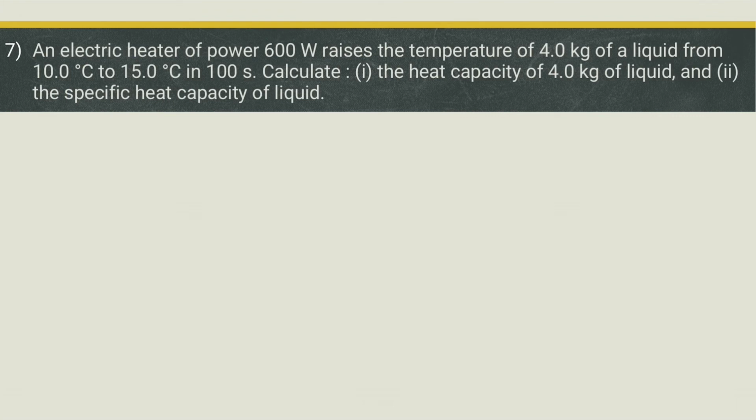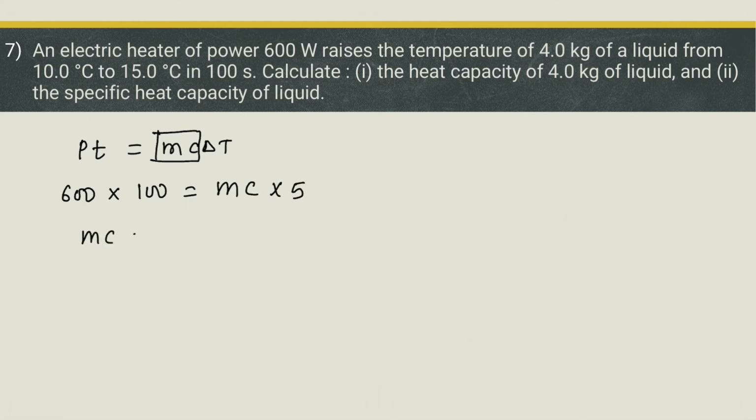Seventh numerical. An electric heater of power 600 watt raises the temperature of 4 kg of liquid from 10 to 15 degrees Celsius in 100 seconds. Calculate the heat capacity of 4 kg of liquid and the specific heat capacity of liquid. Now here power is given, heater is given, and we want to find out the heat capacity. So as we did in the previous numerical, we can use Pt is equal to mcΔT. Power is given 600 watt, time is given 100 seconds, and first we want to find out heat capacity, mc. So let us keep mc as it is, and delta T is 5.